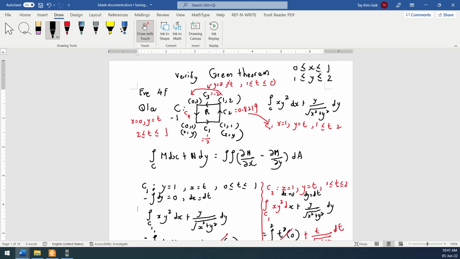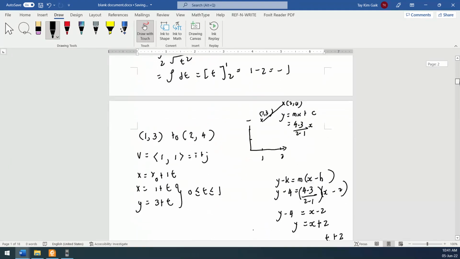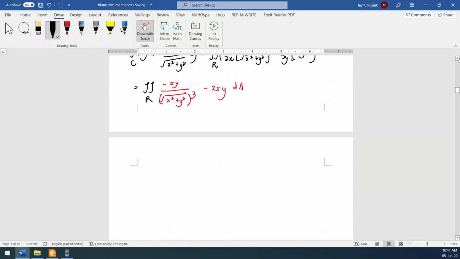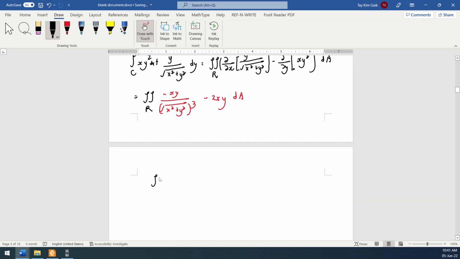Okay, so you can use Cartesian coordinates. You want dx or dy, it doesn't matter, because it's a rectangular region. So you use dy dx. So you change this one, integrate. Let's say y from 1 to 2, x from 0 to 1, of negative xy over (x squared plus y squared) to the power 3, minus 2xy, dy dx.